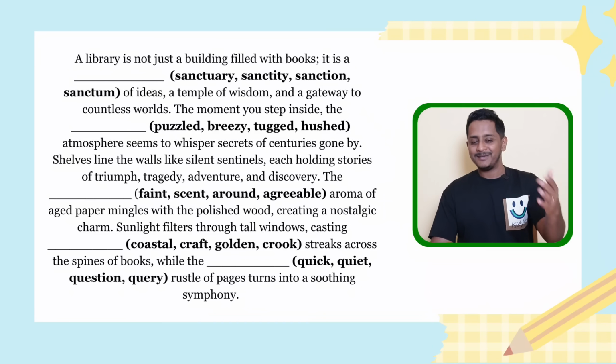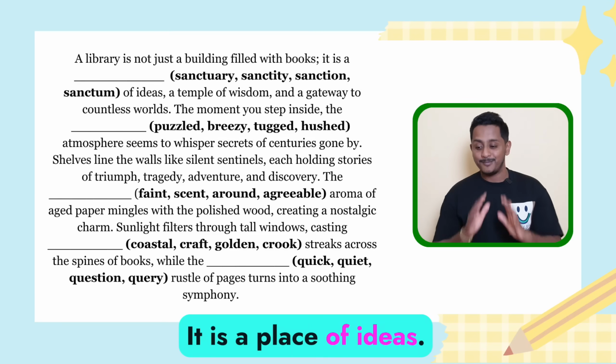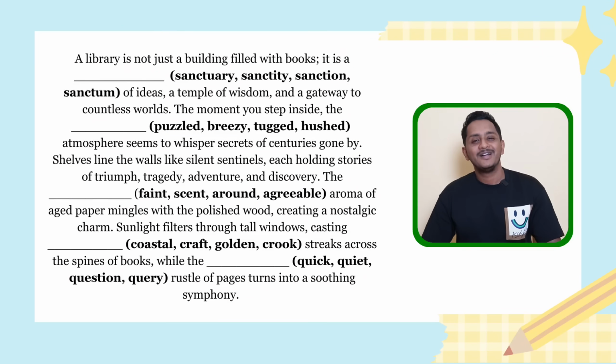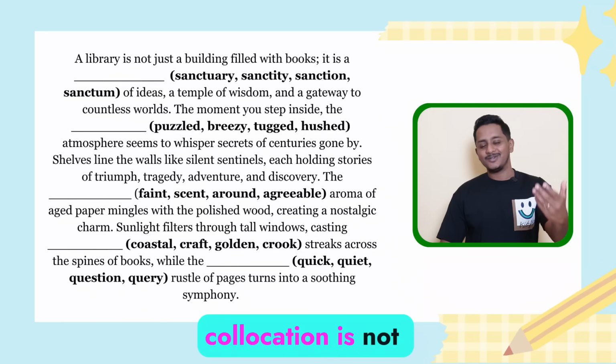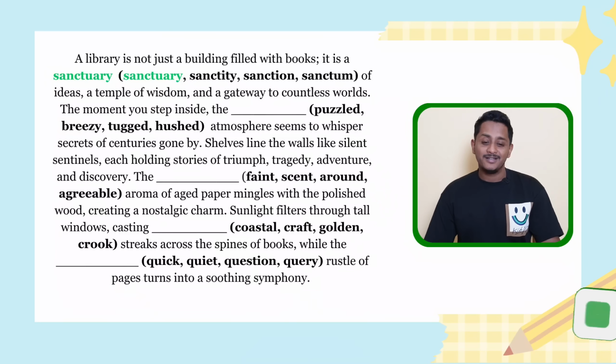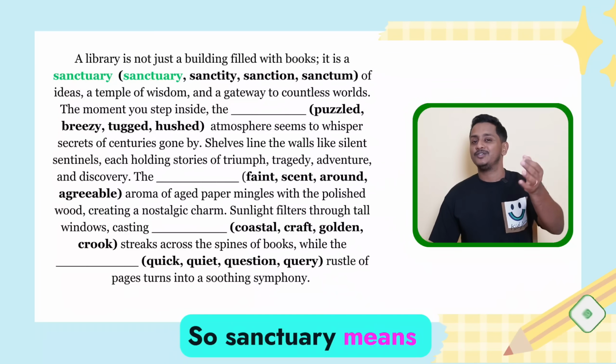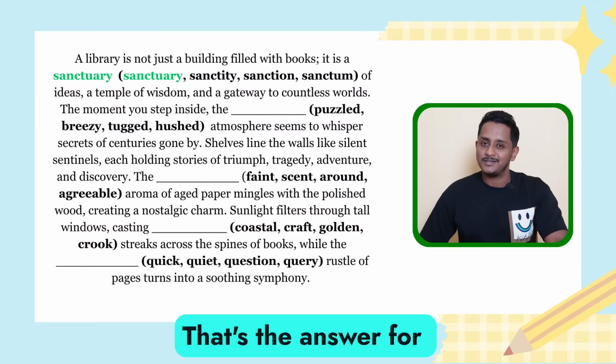The cheat code here: a library is not just a building filled with books. It is a dash of ideas. It is a place of ideas. This is proper context. Grammar and collocation is not helping you. It's sanctuary. You need to know the meaning of sanctuary. Sanctuary of ideas, temple of wisdom, and a gateway to countless worlds. So sanctuary means a place. That's the answer for the first blank.